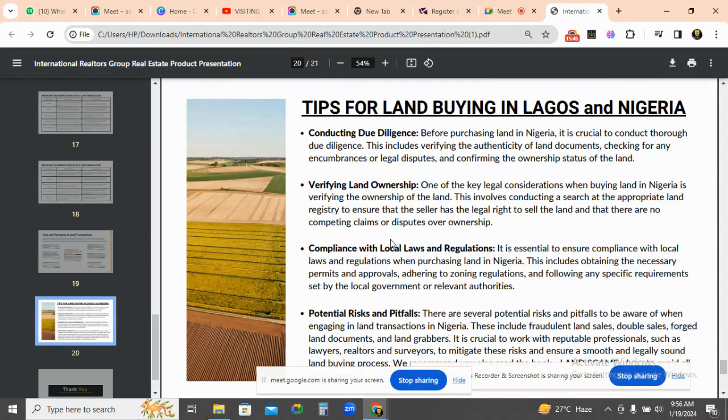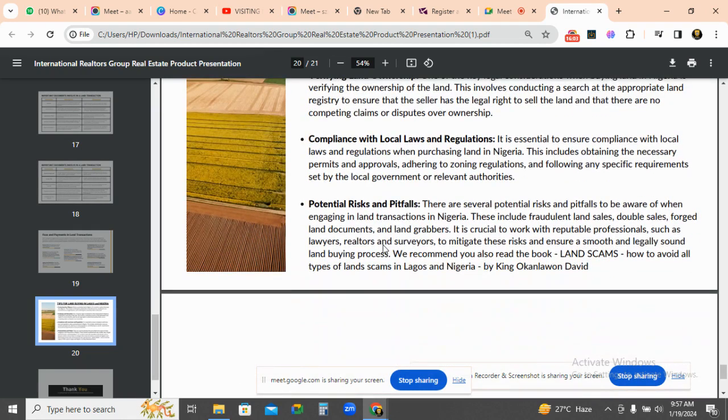Make sure the land you are purchasing is genuine. Okay. But if you are buying from the International Resource Group, you are good to go because every land we sell is genuine land. Verify land ownership. You need to verify land ownership to know who owns the land. How you can do that is to conduct your research. Okay. Then compliance with local laws and regulations. You need to comply with local laws and regulations.